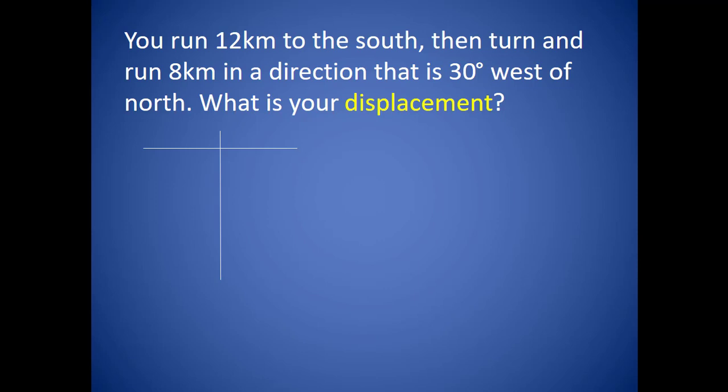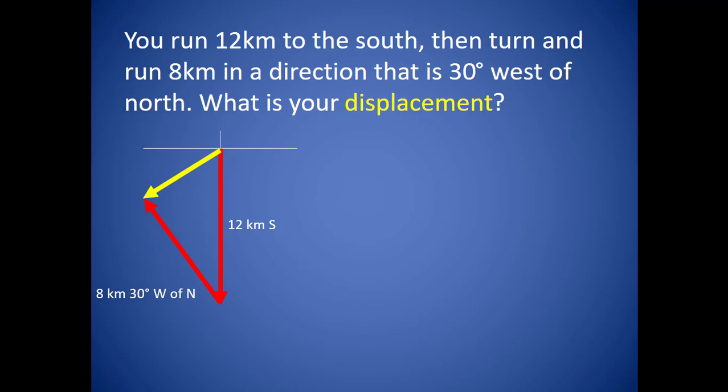So here's one. You run 12 kilometers to the south, then turn and run 8 kilometers in a direction that is 30 degrees west of north. What is your displacement? So now we're getting interesting. Again, start with your vectors drawn head to tail. Then we're going to add in the resultant. And then what? Well, we have to find out how far we go in both directions. Since one of our vectors is in the y direction, that one seems pretty straightforward. But then there's this 30 degrees west of north thing.